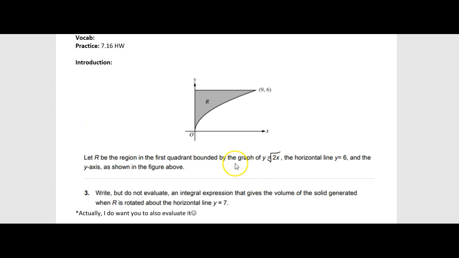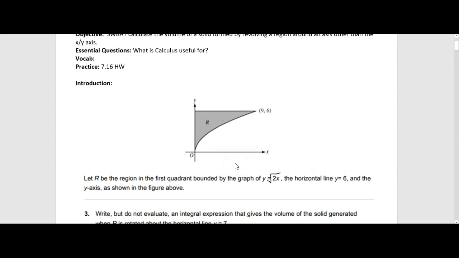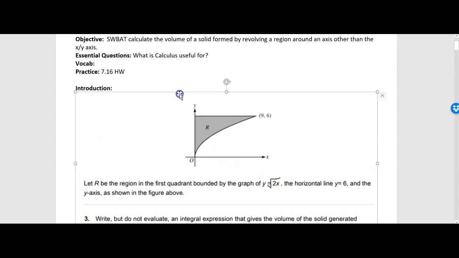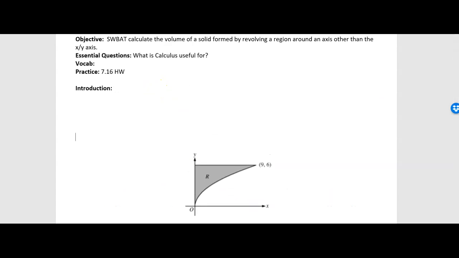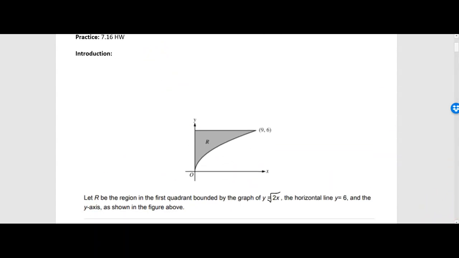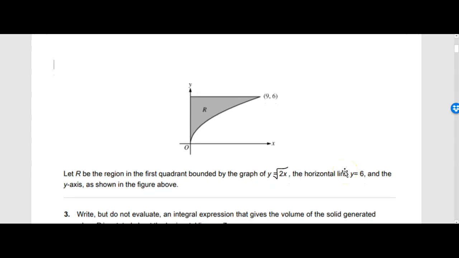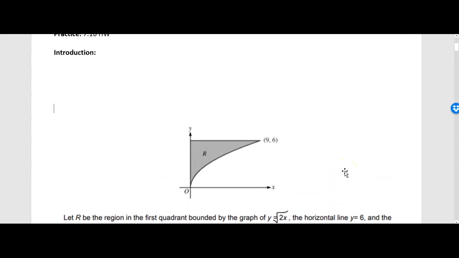Okay, let's make a sketch of what this is going to look like. And I'm actually going to give us a bit more room here. So we're revolving this around the horizontal line y equals 7, which is not on our graph, right? This goes up to y equals 6. Y equals 7 would be about right there. So let's go ahead and draw this line on our graph, because that is going to be our axis of rotation.